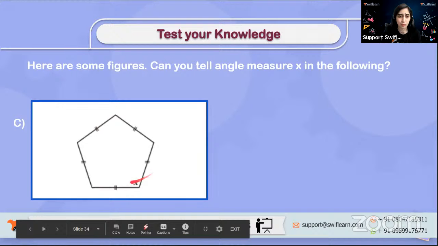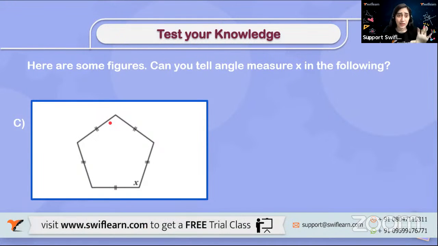1, 2, 3, 4, 5. Five-sided figure, we call it a pentagon. We know how to calculate the sum. So what is the sum of the angles of a five-sided figure? We have already done that before. It is 520, right? Yeah, it's 540. I'm sorry. Yeah, it's 540.